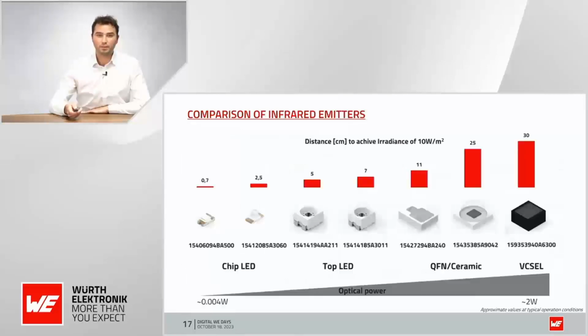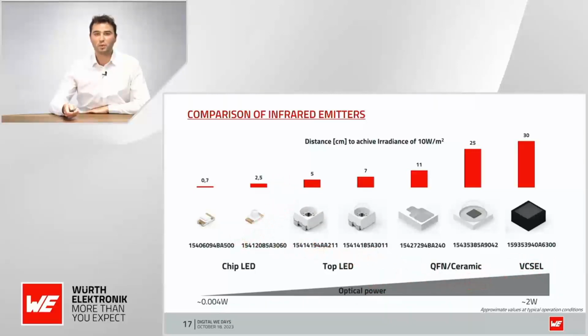Okay, so here's another interesting illustration of different infrared emitters to get a basic understanding of the difference between them, because there are so many different ones, and sometimes you want to use those, sometimes not. And it's good to see how much light goes onto a surface at a certain distance, just to be able to see which emitter can do what distance. So the idea is we start from chip LEDs, which are really low power, and then go to top LEDs, and then QFN or ceramic LEDs, and then up to VCSELs, so they have an increasing optical power.